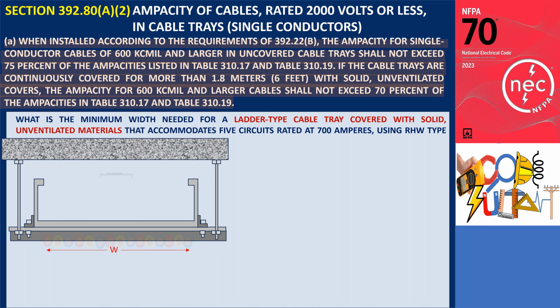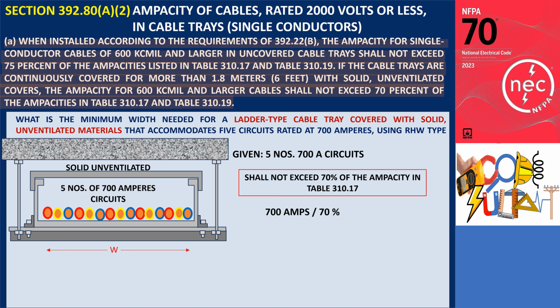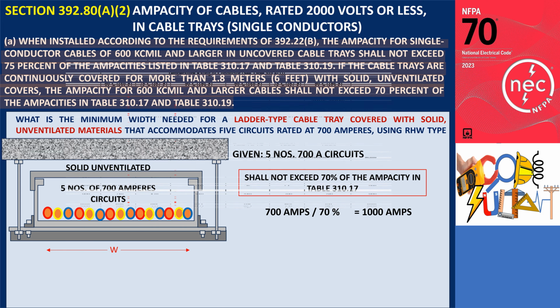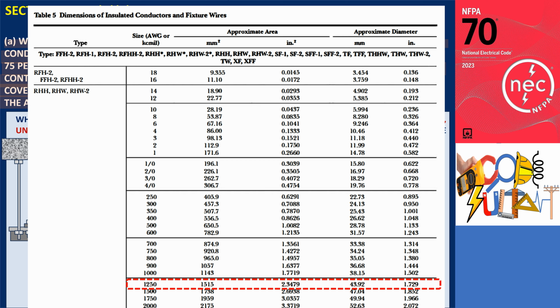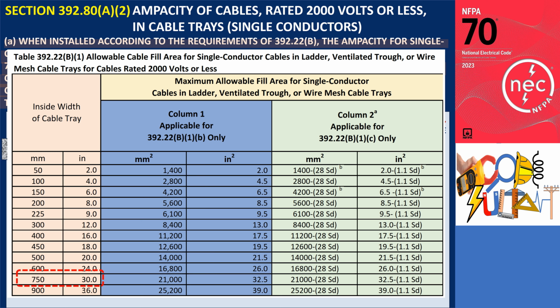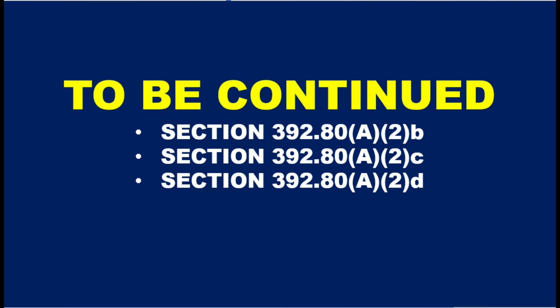What if part of this cable tray is covered for more than 1.8 meters with solid, unventilated covers? What would be the necessary width of the cable tray? To determine the appropriate conductors, we divide 700 amperes by 70%, resulting in 1000 amperes. According to Table 310.17, a 1250 kcmil RHW conductor, rated at 1065 amperes in the 75 degrees Celsius column, is suitable for this application. According to Table 5 in Chapter 9 of the NEC, the outside diameter of a 1250 kcmil cable is 1.729 inches. With a total of 15 cables, their combined outside diameter is 25.935 inches. Based on Table 392.22(B)(1), the minimum width required for the ladder-type cable tray is 30 inches, 750 millimeters. Thank you all for watching.